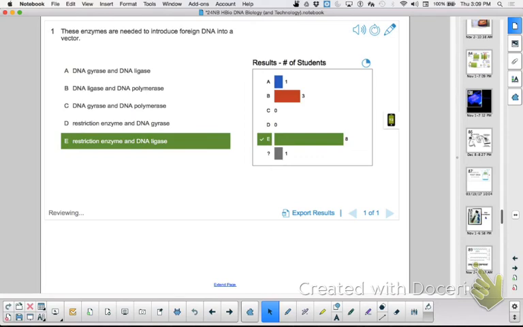First of all, have I ever taught you the word DNA gyrase? No. So why would you pick that? One of you did. And then three of you said DNA ligase and DNA polymerase. No. Stop and listen. Yes, those are enzymes we know about. But that will not help you solve this problem, which is introducing DNA into another organism. DNA ligase, yes, it's about sealing, but DNA polymerase makes more copies of DNA. So if we're going to take a gene from one place to another, we need to cut and we need to paste. And that's why you would pick restriction enzyme and DNA ligase.